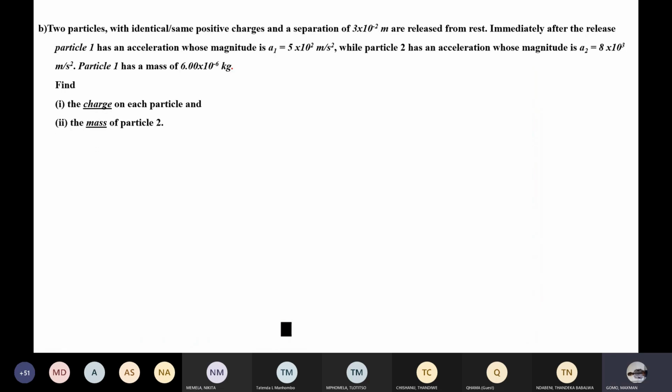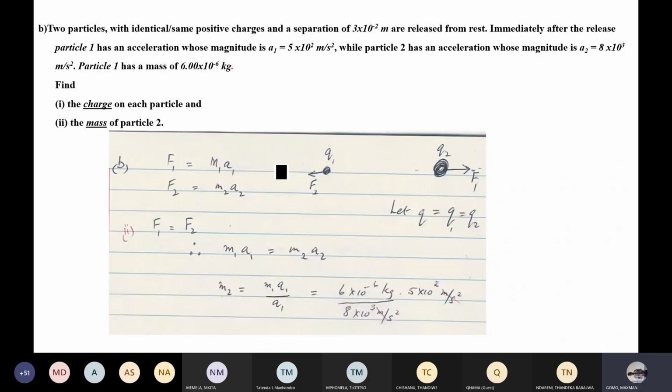Right, this one we did last time again. The question says two particles with identical or same positive charges and a separation of this. So I've got two identical particles, you've got this particle here and this one. They are saying they've got this separation, so this is going to be your R.